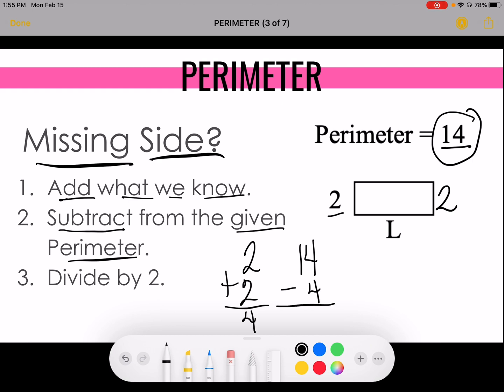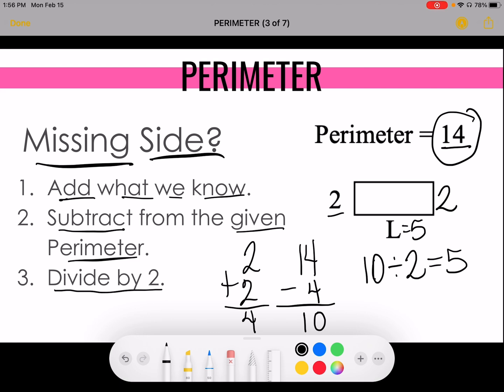So we can do 4 minus 4 is 0. 1 minus nothing is 1. So what that tells us is the top and bottom together make 10. So what we need to do is to divide our 10 by 2. On step 3, we're dividing by 2. When we divide by 2, we take something in half. So we're going to do 10 divided by 2. But what that really means is we're just taking half of 10. So what is half of 10? That is 5. So what that tells us is this length here is equal to 5.